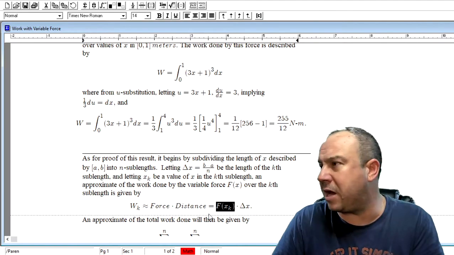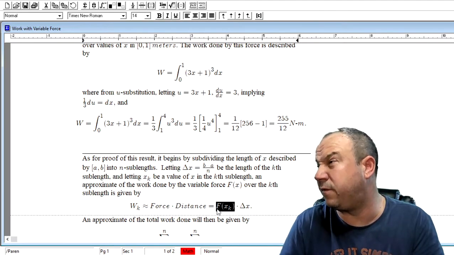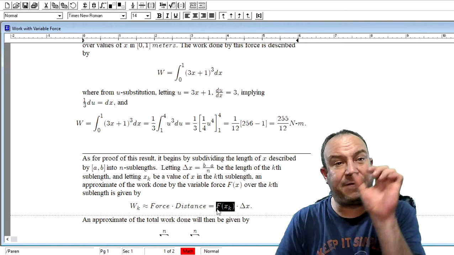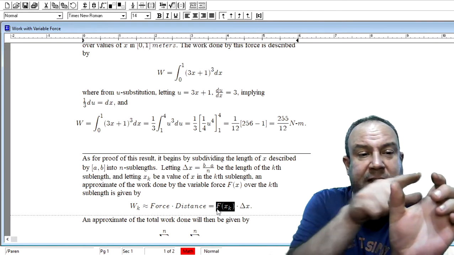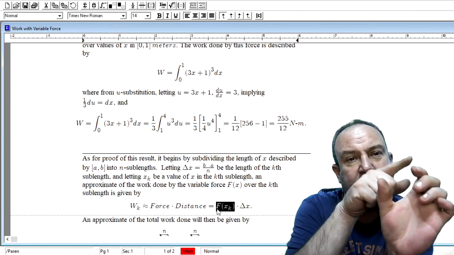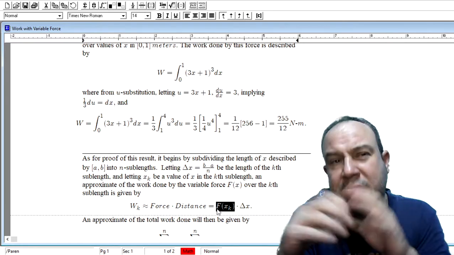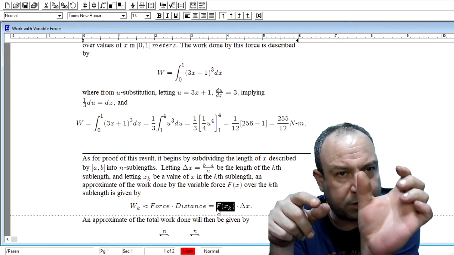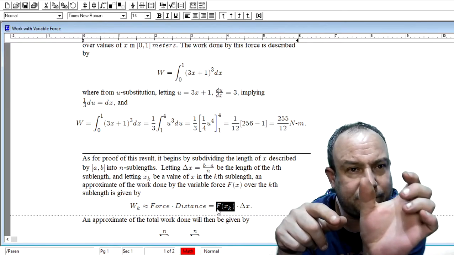And the way we're going to go about approximating our force is we're going to look at the force at x sub k, at a value of x in that k subinterval, and let that approximate the entire force over that subinterval. And then we're going to multiply by the length of that subinterval, and that'll give us the approximate work done over that little subinterval.